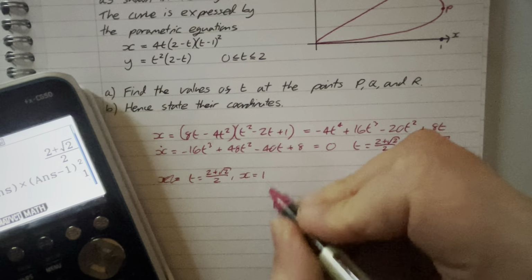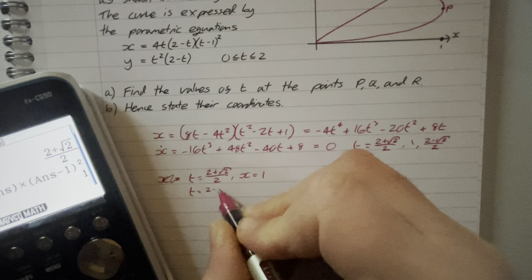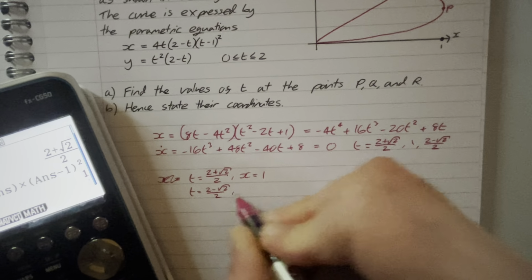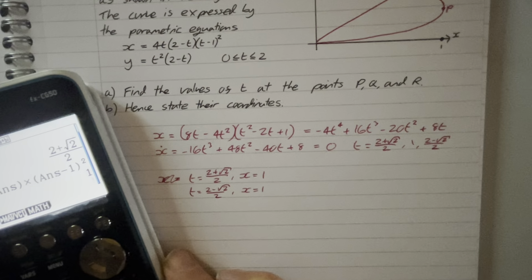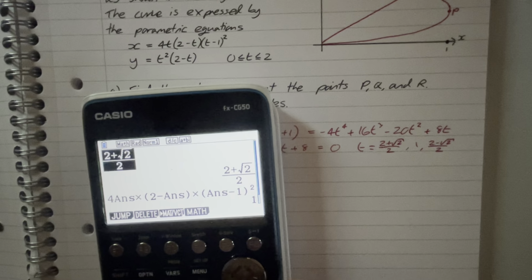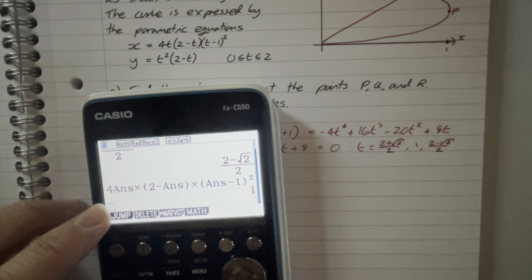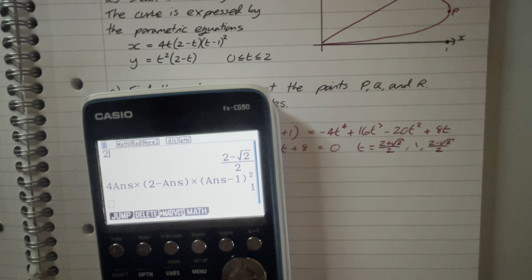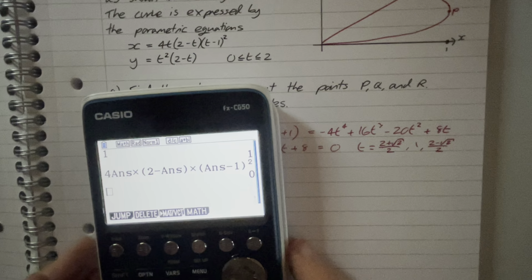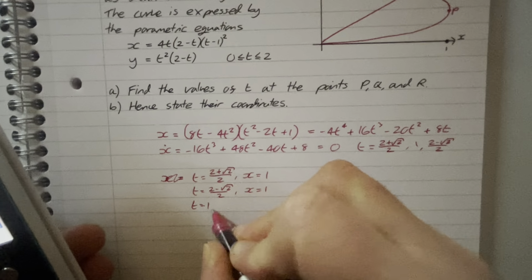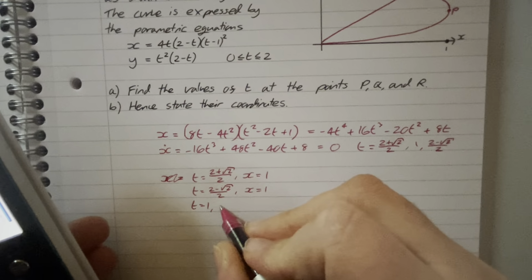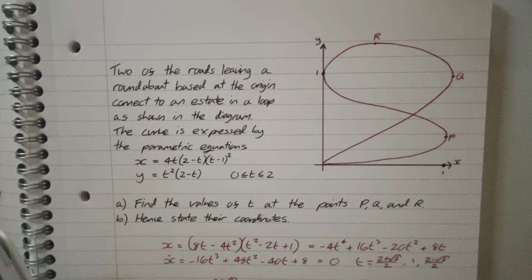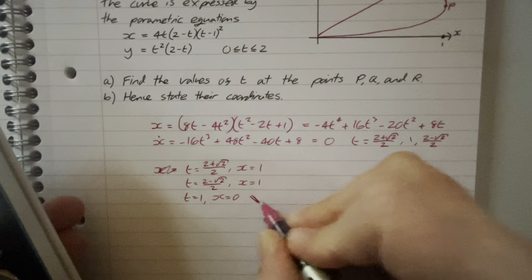Need to look at the y's. And if t equals 2 minus root 2 on 2, I suspect that's going to be the same thing because 1 lies in the middle of those. But we can check that by replacing this with a minus. And because I've used answer, it'll automatically recalculate, which is great. And then finally, I also got number 1, which I'm assuming will come out to be 0. Yes. So when t equals 1, which is the other solution I had to the cubic, x equals 0. But x is 0 is going to be at this point here, which I'm not actually interested in. So I could ignore that one.